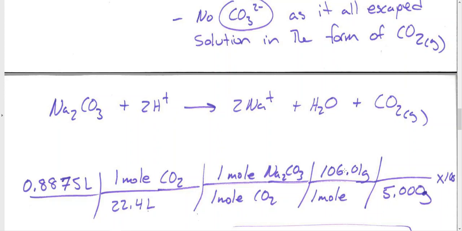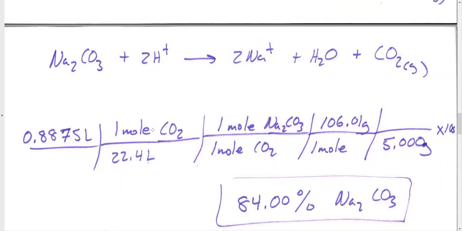And then right here, this 106.01 grams. That's the molar mass of sodium carbonate. And the reason why I'm converting to grams of sodium carbonate is because I wanted the percent composition of the 5-gram mixture. So what I want you to notice is if I divide by 22.4 and then I multiply by the molar mass of sodium carbonate, that's going to give me grams of sodium carbonate that were in the 5-gram sample.